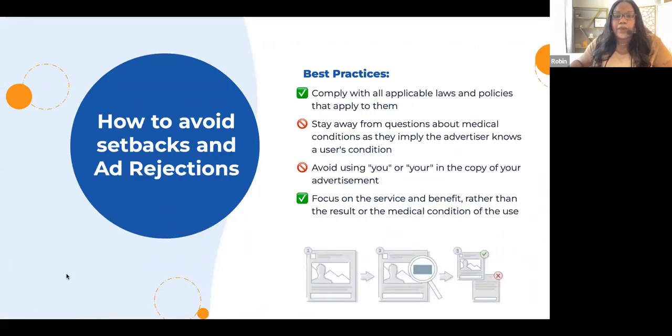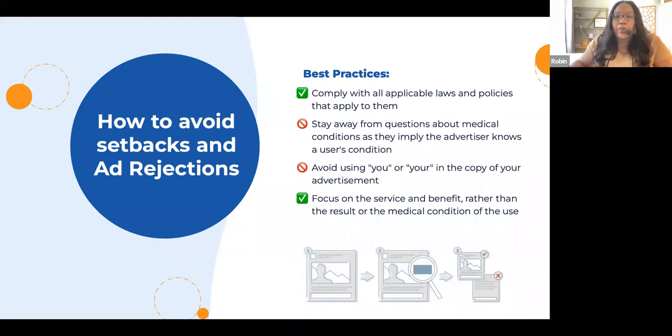So with healthcare and medical ads on Google, you definitely want to set yourself up not to get rejected. Again, Google is very strict on healthcare ads and they get stricter each year. But that doesn't mean that you can't find ways around it and that you can't advertise. So you want to make sure that you comply with all laws and policies that apply to them. Google actually has a healthcare policy that you can search that'll show you exactly what to do and not do.